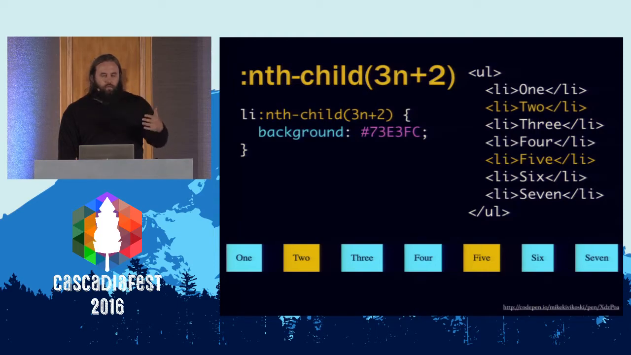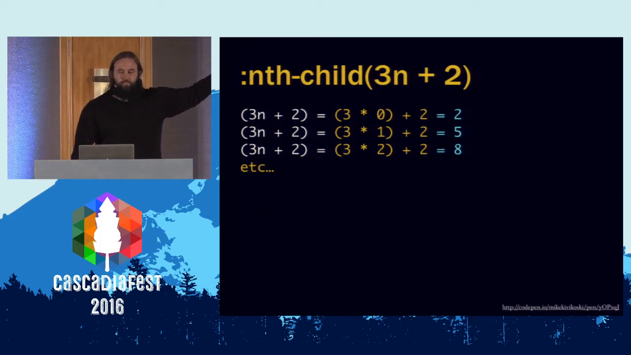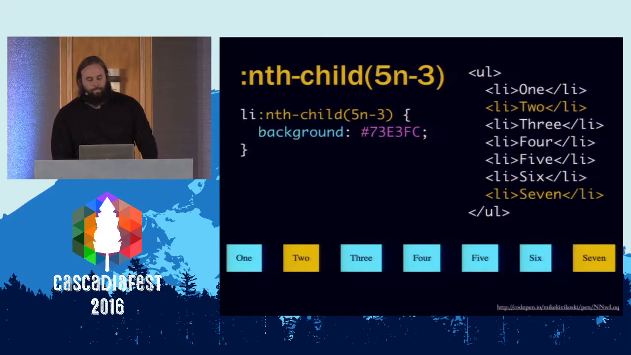You can go even further than that, and you can add arithmetic to it. So 3n plus 2 is going to give us 2, 5, 8, 11, and the math on that is the same. 3 times 0 is 0, plus 2 equals 2. 3 times 1 is 3, plus 2 is 5. 3 times 2 is 6, plus 2 is 8, so on, so on, so on. Does that make sense? Cool. You can do subtraction. So 5n minus 3: 5 times n is 0, minus 3 doesn't count. 5 times n is 1, minus 3 is 2, etc., etc.